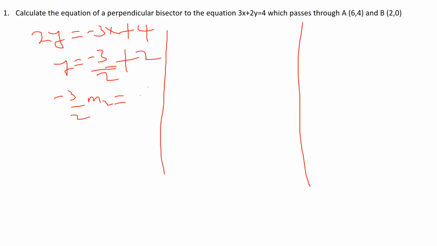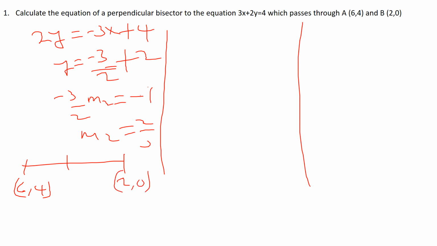That's our equation, and we know that m1 is negative 3 out of 2, and m1 times m2 will be equivalent to negative 1. So if we make m2 the subject of the formula, m2 is 2 out of 3. Now we need to get the perpendicular bisector of this line, using the midpoint. The points are 6 and 4, and 2 and 0. So we take 6 plus 2 divided by 2, which is 4, and then 4 plus 0 divided by 2, which is 2. So this is our new point that we are going to use.